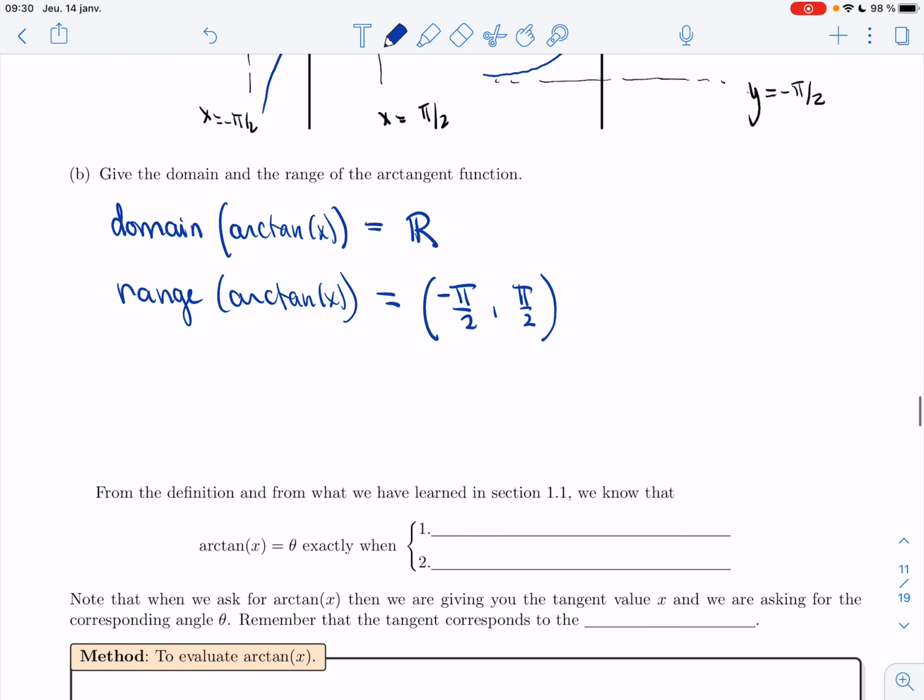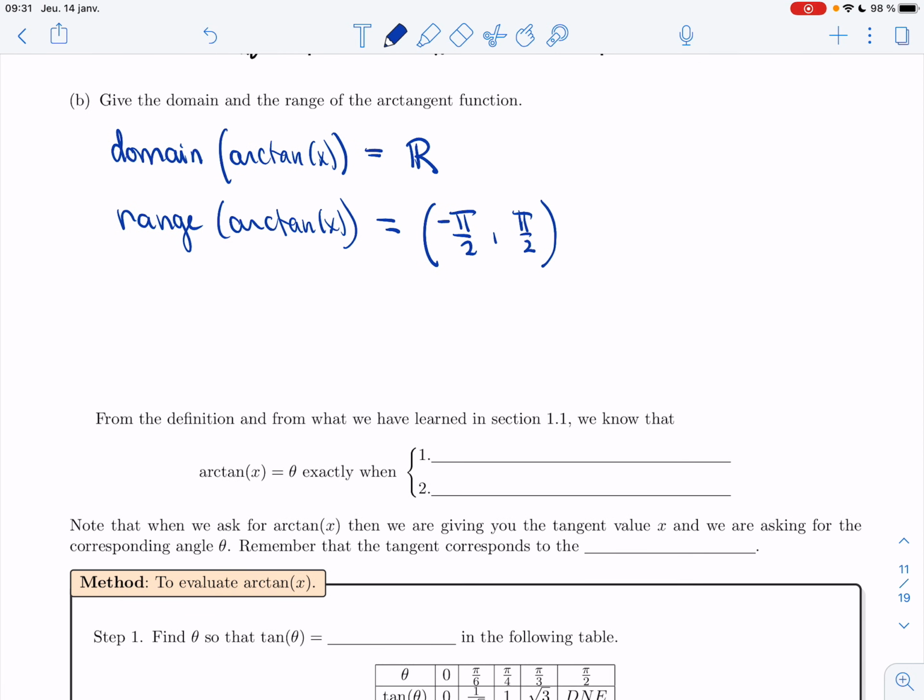All right. So let me recap how you define arctan. I'll give you the definition again, but in a more spelled out way, and then I'll give you a method like we had for arcsine. From the definition and from what we learned in section 1.1, we know that if I have arctan of x equals theta, that means, if I send arctan to the other side, I get tan. So I need tan of theta to be x. So when I ask you for arctan of x, I'm giving you the value of tan, and you need to give me the angle, and you're only allowed to use angles between minus pi on 2 and pi on 2.